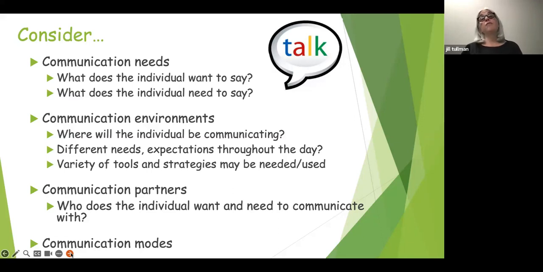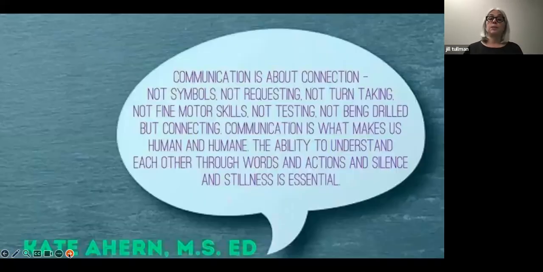And then what are the different communication modes? Again, we always want to maximize an individual's ability to communicate using facial expressions, using gestures, using vocalizations, any speech that the individual might have. All of that needs to be acknowledged and encouraged.